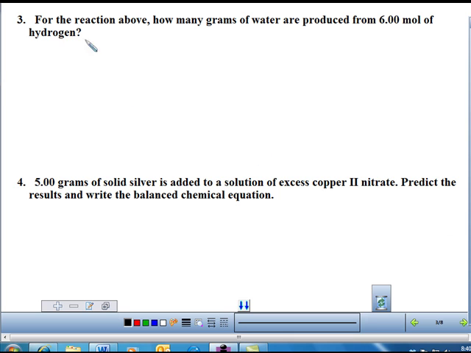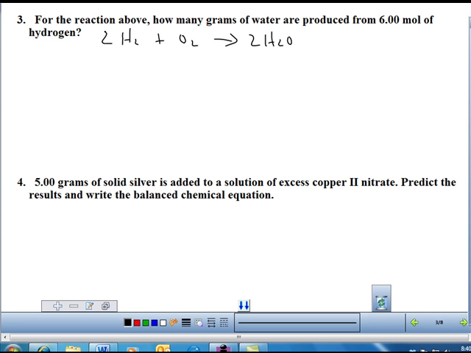Okay? Question number 3 says, for the same reaction, the hydrogen and the oxygen producing the water, how many grams of water were produced from 6 moles of hydrogen? Now you notice we changed reactants as our given units, which changed the coefficient. Okay? Which changed the coefficient.